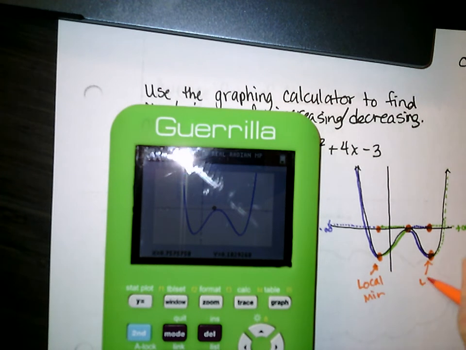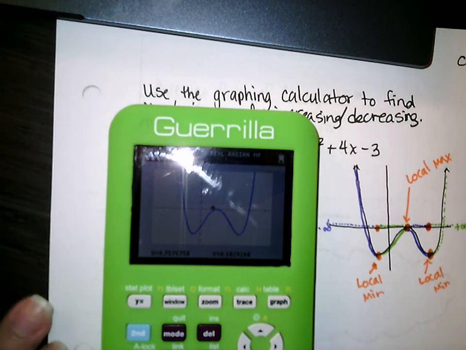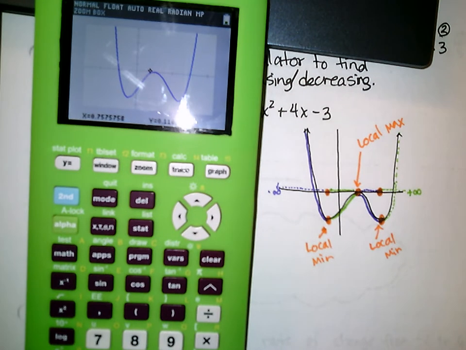There's another local min. And then here we have a local max. So we're going to need to figure out how to get those ordered pairs from our graphing calculators. So we will write those directions down.